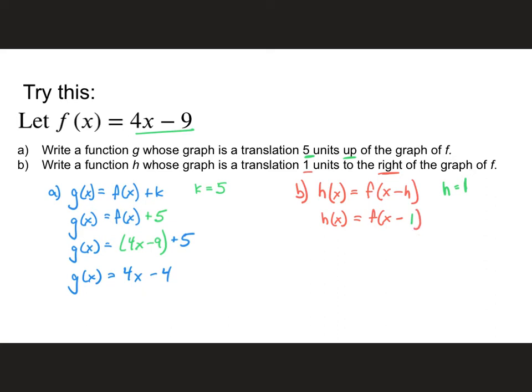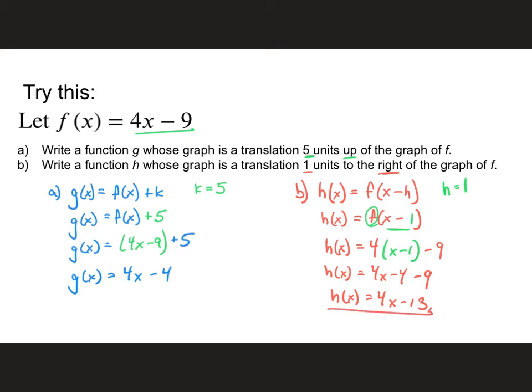All right, so now what do I do? Now I'm going to take this, x minus 1, and I'm going to plug it into function f. Function f's up there at the top. So let's see here. h of x is equal to 4, it's not x anymore, it's now x minus 1, minus 9. I'll go ahead and simplify this by distributing. So 4x minus 4 minus 9. I'll combine my like terms, and I'll get 4x minus 13 as my final answer.